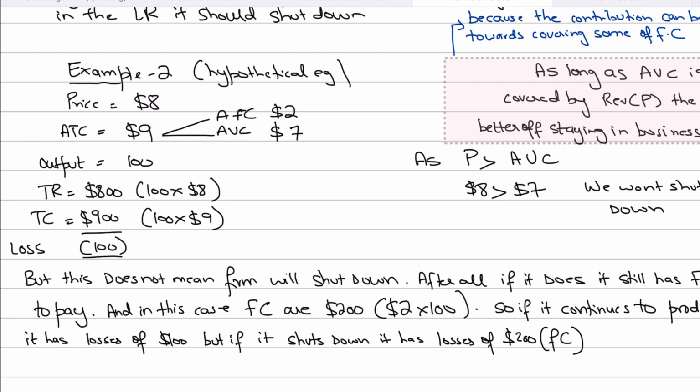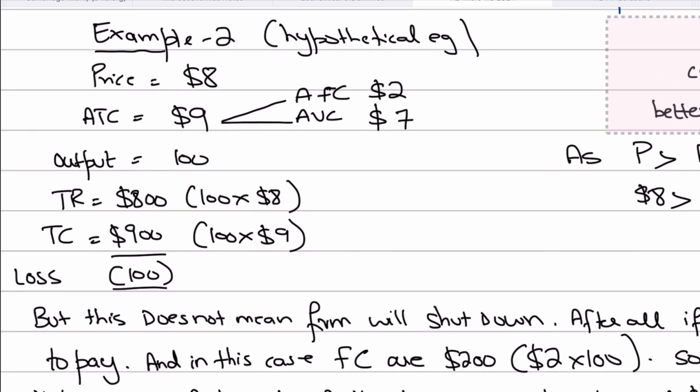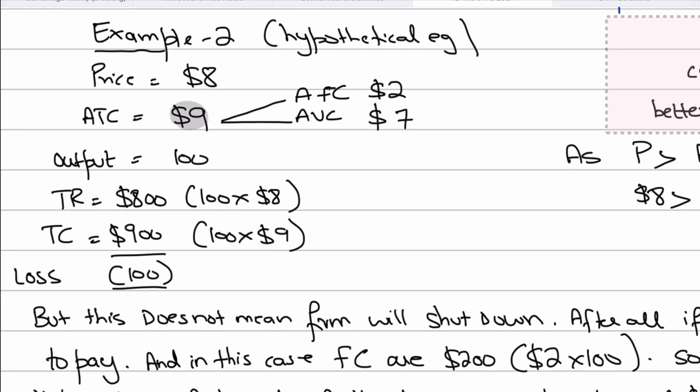So example 2, again a hypothetical example I have given. I've taken the price, let's say $8, average total cost $9, that is divided between the average fixed and average variable cost of $2 and $7 respectively. The output is 100 units and the total revenue is obviously $800, that is 100 times the selling price of 8, and the total cost is $900, that is 100 units times 9.